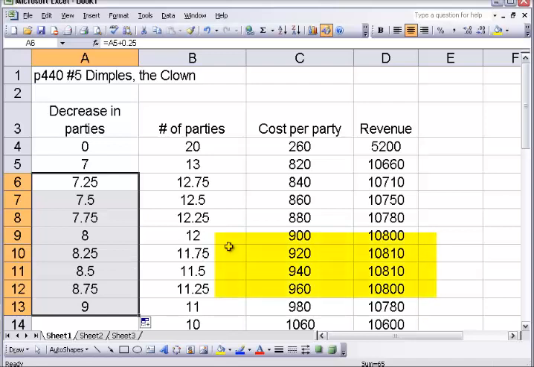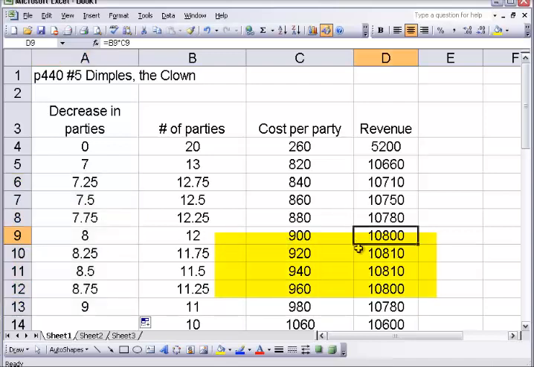You can see here that we have two revenue numbers that show 10,810, and it looks like the axis of symmetry should be somewhere in between, and the maximum revenue would be not at $920 or $940, but at $930. We should check this using algebra.